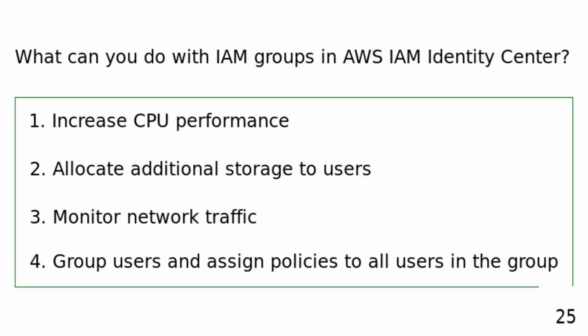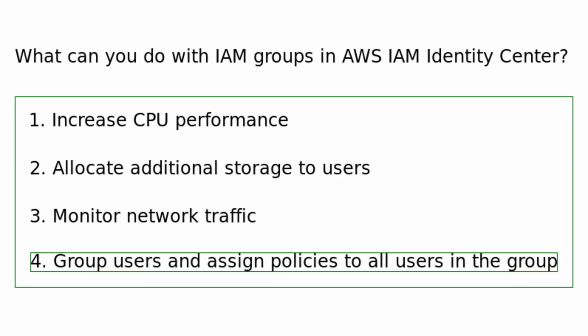resources. What can you do with IAM groups in AWS IAM Identity Center? Increase CPU performance. Allocate additional storage to users. Monitor network traffic. Group users and assign policies to all users in the group. With IAM groups in AWS IAM Identity Center, you can group users together and assign policies to all users in the group, simplifying the management of permissions and applying common policies.